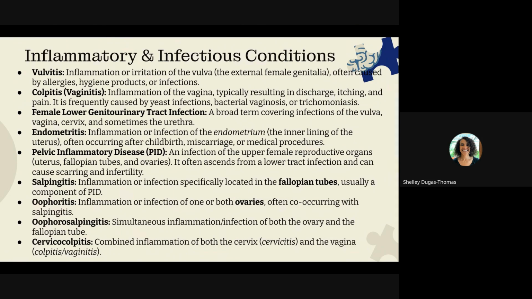Remember that itis always stands for inflammation. So when you have colp plus itis, colpitis means inflammation of the vagina. When you have endometritis, you have inflammation inside the uterus. Salpingitis is inflammation of the fallopian tubes. And then you have oophorosalpingitis. Wow, that's a mouthful. Which is inflammation of both the ovary and the tube simultaneously.